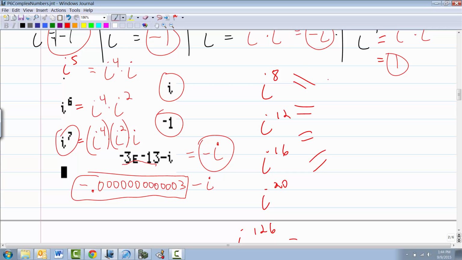All right, what are all of these then? Well, i to the 8th is i to the 4th times i to the 4th. So what's i to the 4th times i to the 4th? 1 times 1. What do you think i to the 20th is? If it's i to the 4th raised to the 5th. Hey everybody, what's i to the 4th? What's 1 to the 5th power? All of these are 1. So basically you're trying to look for a power that is a multiple of 4, because any power of a multiple of 4 on i ends up being 1. i to the 24th, i to the 28th, and so on and so on and so forth.